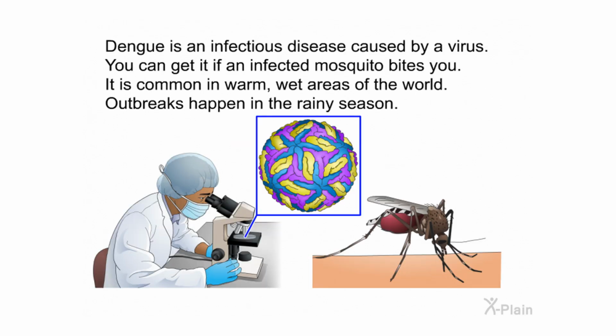Summary. Dengue is an infectious disease caused by a virus. You can get it if an infected mosquito bites you. It is common in warm, wet areas of the world. Outbreaks happen in the rainy season.